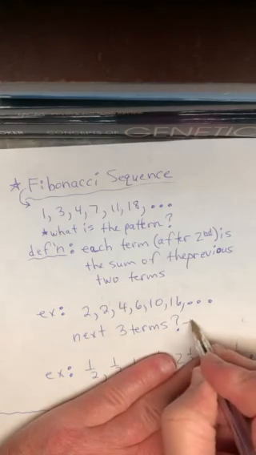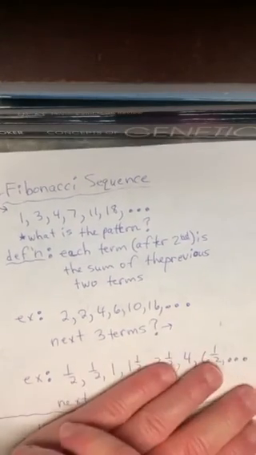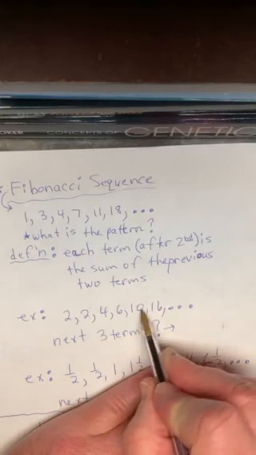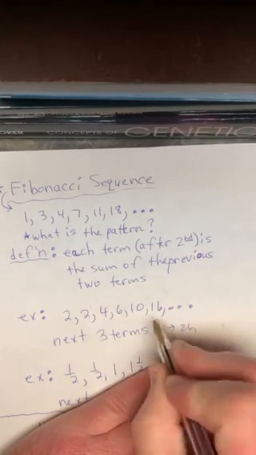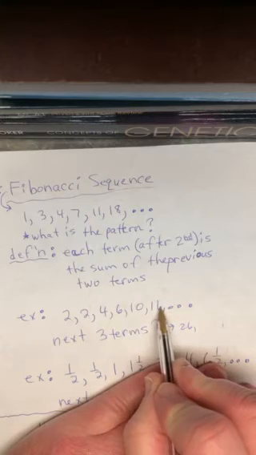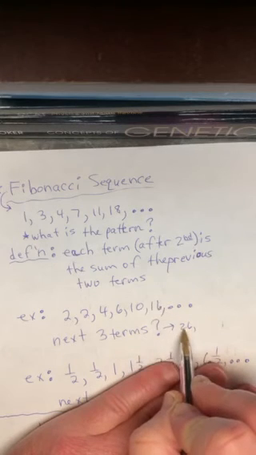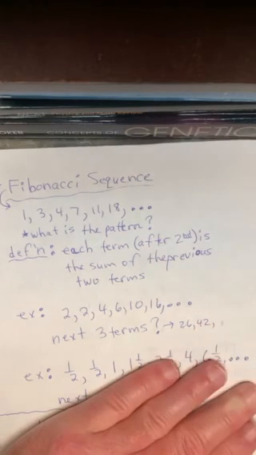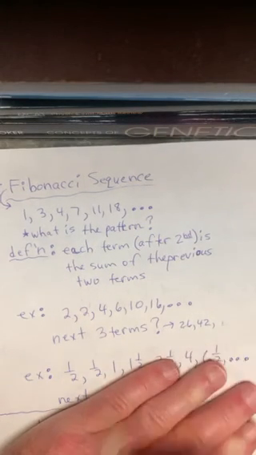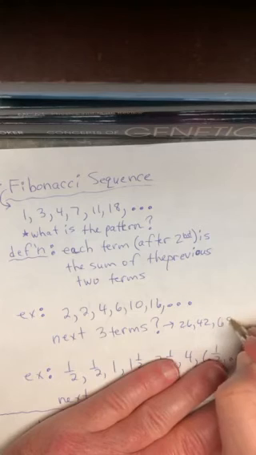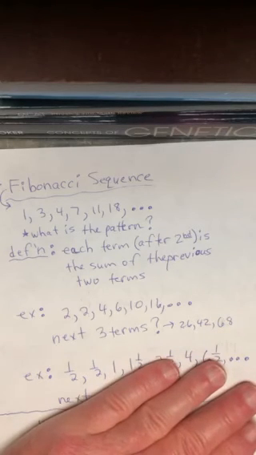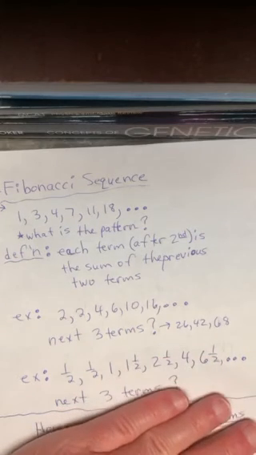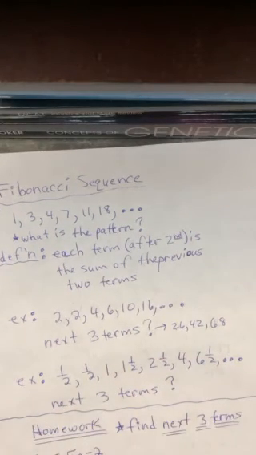My next three terms, okay, I don't think we're going to need a calculator, are we? 10 plus 16, 26. Now, that means 16, 26 are my last two numbers, right? So add them up and we get what? 42? Add those two up and we would get what? 68. And we follow our pattern. Okay? And you could even have fractions for a Fibonacci sequence.